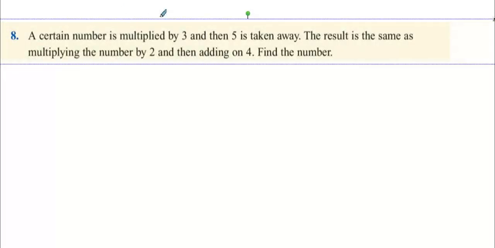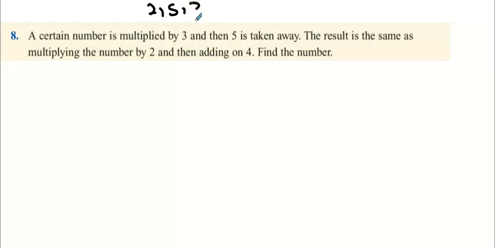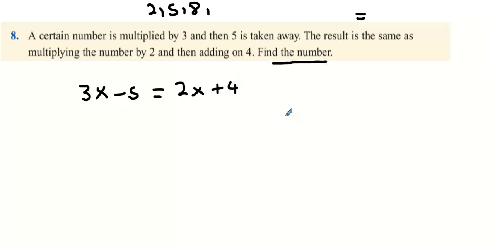Okay, question 8. So we've done 2, 5, now we're on to 8. A certain number is multiplied by 3, and then 5 is taken away. So we once again start off with x. Our number is multiplied by 3, so it's 3x. We take away 5. The result is the same as multiplying the number by 2. So it's the same number, but we're multiplying it by 2 this time. So we put an x here, but we've got to multiply by 2. And then we've got to add on 4. We need to find this number.